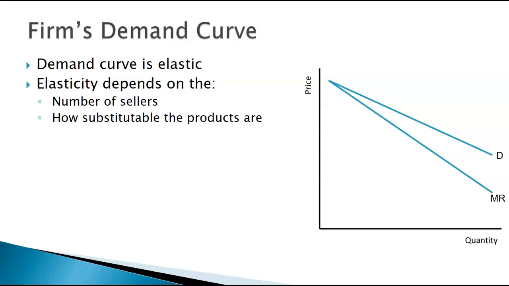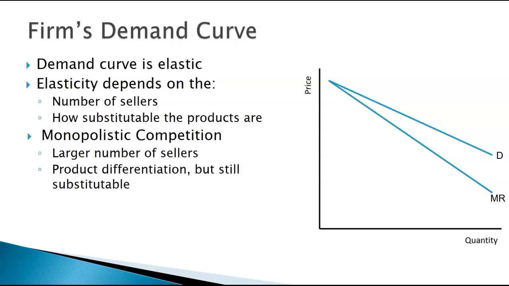How can I say it's elastic? Well, elasticity depends on number of sellers and how substitutable the products are, kind of the main two things. And for monopolistic competition, there's a large number of sellers, and the products are differentiated, hence downward sloping, not perfectly elastic, but they are still substitutable. So they get some control over it. It's not perfectly elastic, it's just pretty darn elastic, which means downward sloping. Now we are talking about elasticity of demand, not price elasticity of demand. Again, there's a difference there, and go back to the monopoly graph video if you need that.